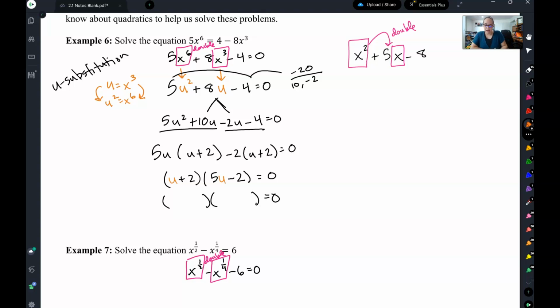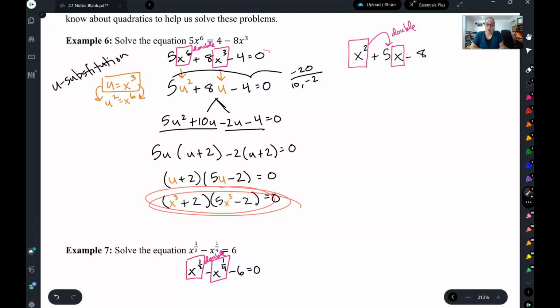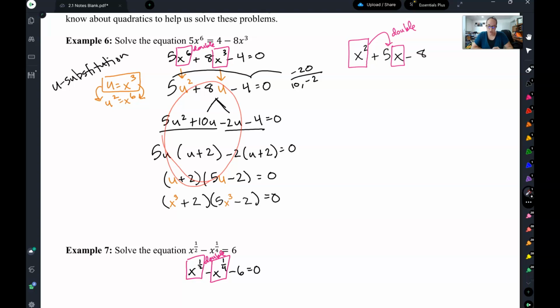So u was an x cubed here. So I'm going to change both of these u's back to an x cubed. Everything else in there stays exactly the same. x cubed plus 2, 5x cubed minus 2. So this is actually the factoring of this. So this one up here was factorable, even though it may not have looked like it in the beginning. That is the whole point of this u substitution part, is just to make it look prettier so the factoring is easier to do.